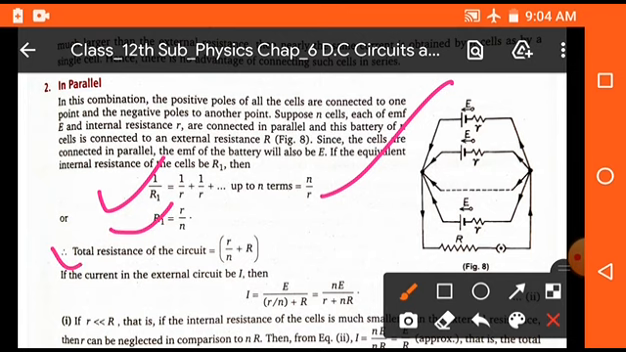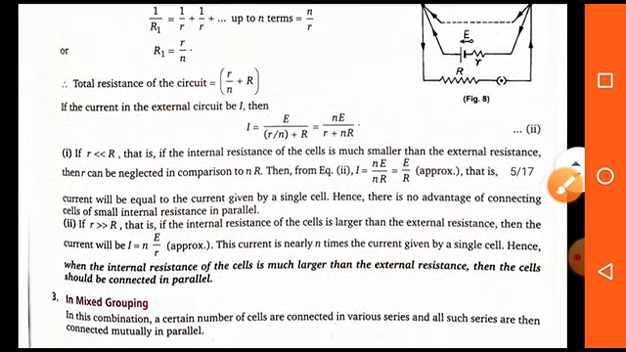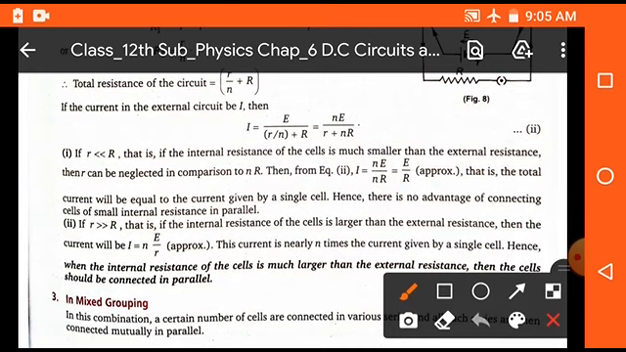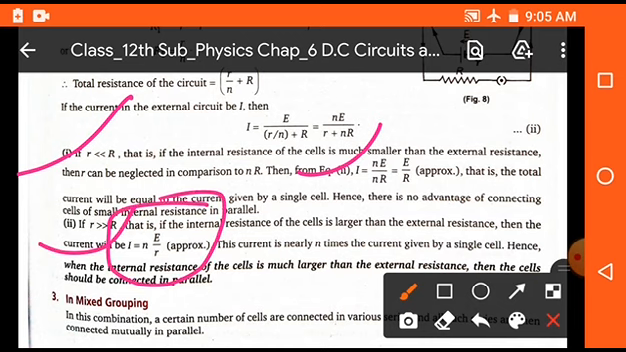The total resistance will be small r upon n plus capital R. Now, the total current I is equal to E upon (r by n plus capital R). Now student, here two conditions are possible. Case number 1, when small r is less than capital R, it means that I is equal to E upon R. That means current flowing through the cell. The second case, when small r is greater than capital R, in this case we get I is equal to n times the current passing through one internal resistance.